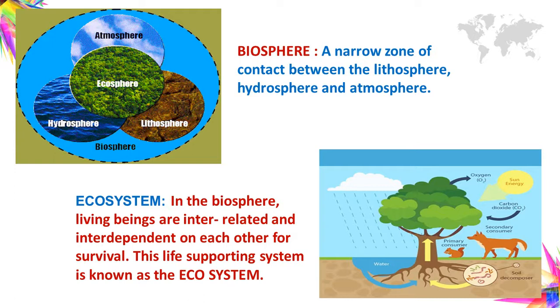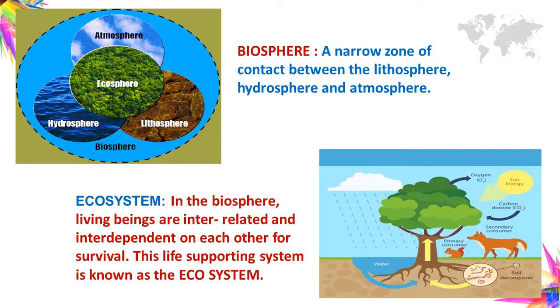Students, let us know the meaning of biosphere. Natural vegetation and wildlife exist only in the narrow zone of contact between the lithosphere, hydrosphere and atmosphere. That is what we can call the biosphere. So it means the atmosphere, lithosphere and hydrosphere interact with each other. It is a very narrow zone. In this very narrow zone, life exists. Otherwise, the survival of human beings or any living thing is impossible.